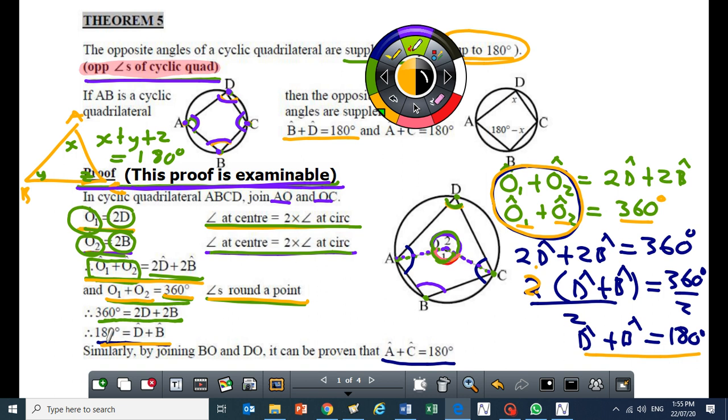Up to this point, there are three proofs that you are supposed to know. Theorem 1, a line from the center perpendicular to a chord bisects the chord. So wait, let me write it down. Theorem 2, it's also examinable: the angle at the center is equal to 2 times the angle at the circumference. Theorem 5, based on our work: opposite angles of a cyclic quad are supplementary. Those proofs are examinable. We still have number 4, which we are going to do later when we talk about tangents.